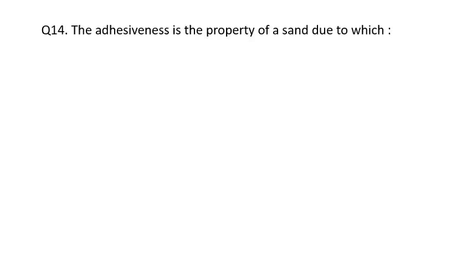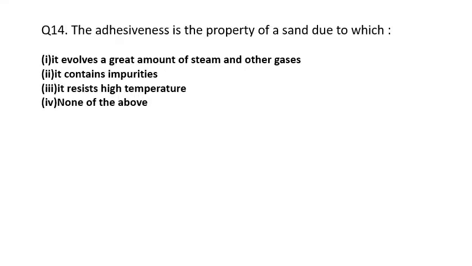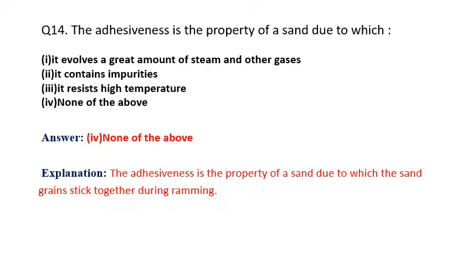Question number 14. The adhesiveness is a property of sand due to which it evolves a great amount of steam and other gases. Option 2, it contains impurities. Option 3, it resists high temperature. Option 4, none of the above. The correct answer is 4, none of the above. Adhesiveness is a property of sand due to which the sand grains stick together during grinding. This is very important to get the right quality of the mold.